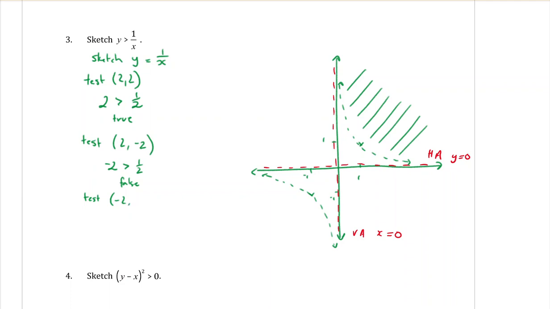Let's try -2, -2. So that's going to be on this side down here. If I put that in, I will get -2 is greater than -1/2. Is that true or false? False. Still false, so that doesn't work either. But the one spot left to test would be at -2, +2. So -2 here, +2, so up in this section.